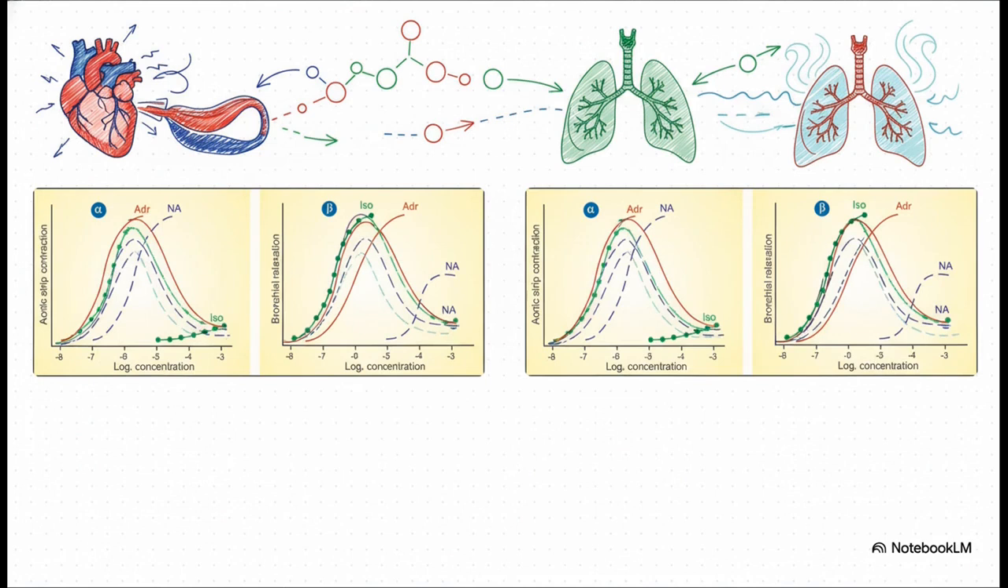And here is the beautiful proof of his theory. On the left, we have a strip of aorta, a blood vessel, which is full of alpha receptors. And just as predicted, adrenaline is very potent. It causes a strong contraction.